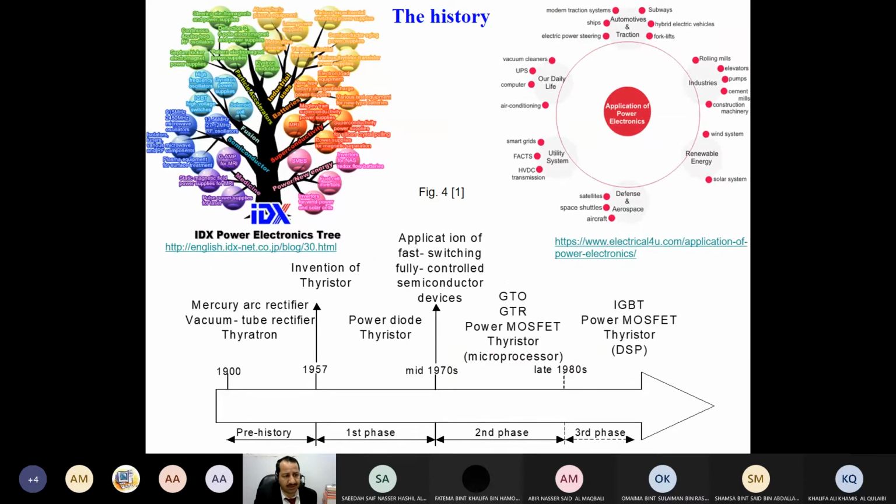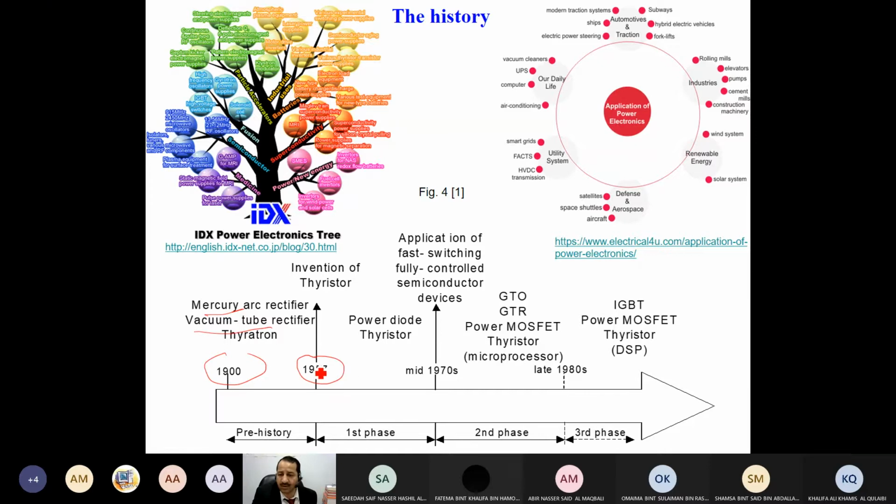Now this is just to give you a brief about the history of power electronics. It started in the 1900s, and it was vacuum. They used the mercury vacuum tube. I don't know if you saw it. It's not available today in the market. In a museum, maybe you find something. If you Google it, you will find some photos or videos about that time.